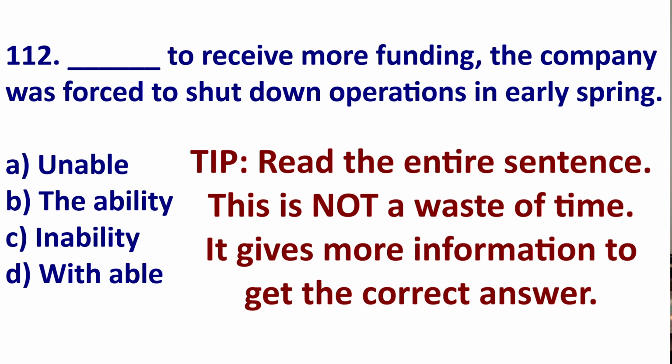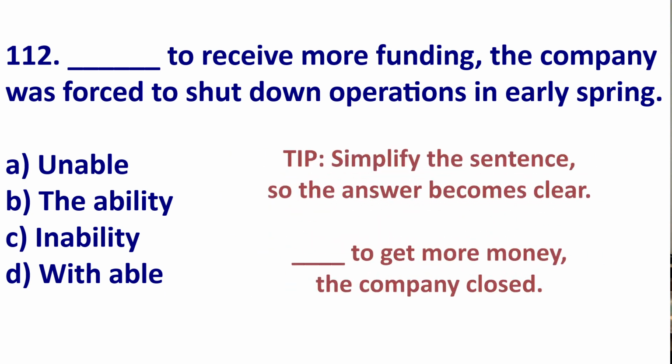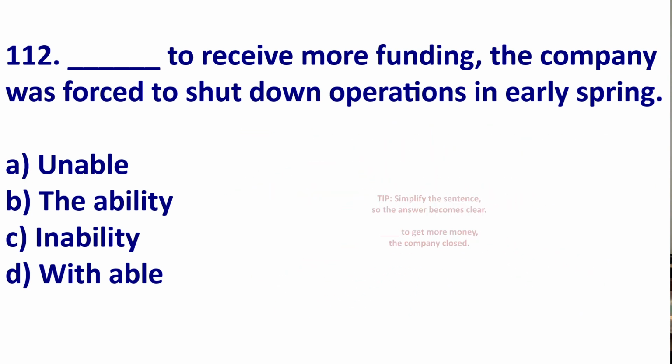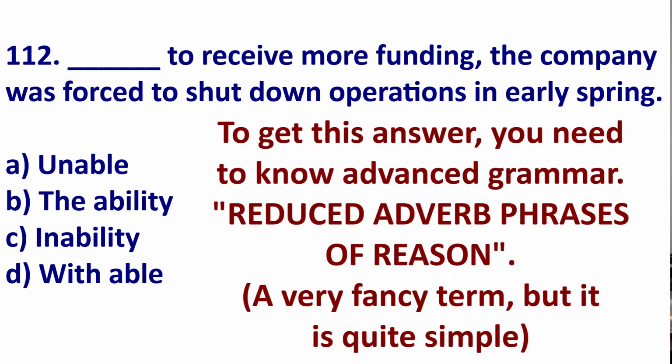First, TOEIC tip. Make sure you read the whole sentence and understand the main idea. If we want to simplify this, another good strategy, we could just say blank to get more money, the company closed. That is the basic message. We don't need to make it so fancy. Now, to get this answer, you need to know the grammar, reduced adverb phrases of reason. Oh my goodness, that sounds so fancy. Actually, it's quite simple. Let's learn this grammar.